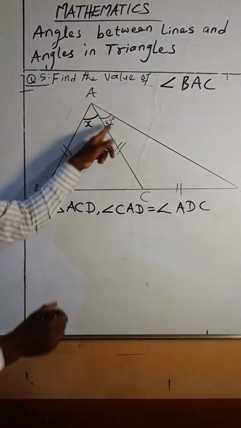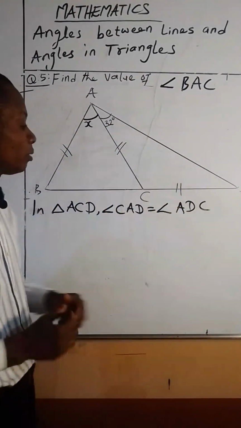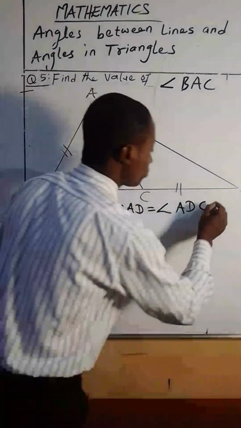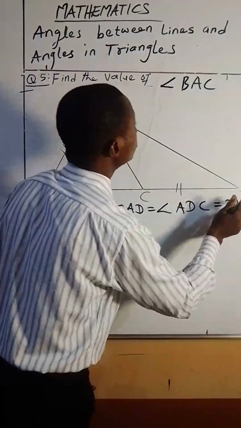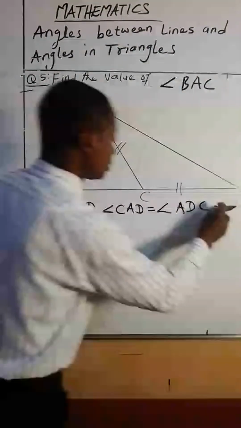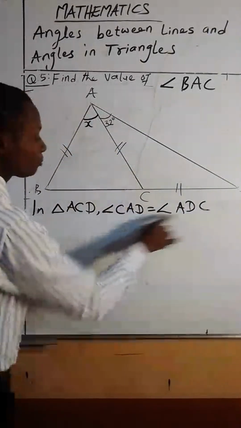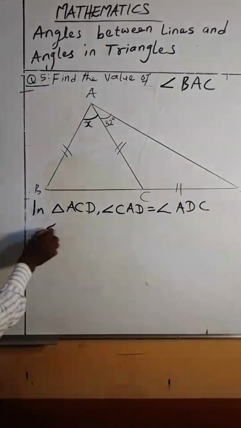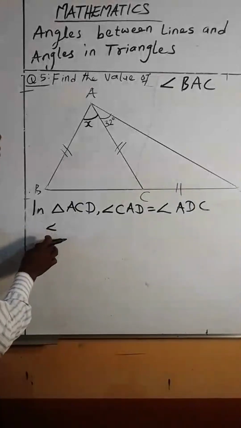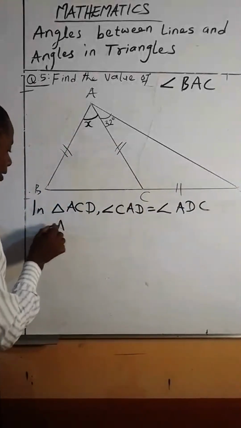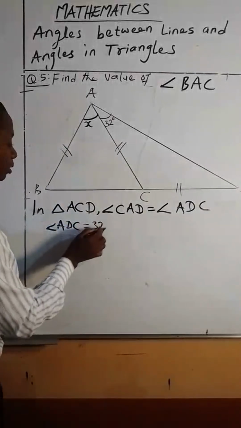Which means this angle and this angle are equal. They are equal, and that is equal to 32 degrees. It says the two are equal. It means that angle ADC is equal to 32 degrees.